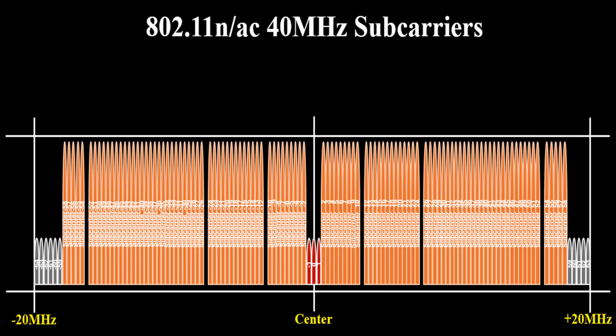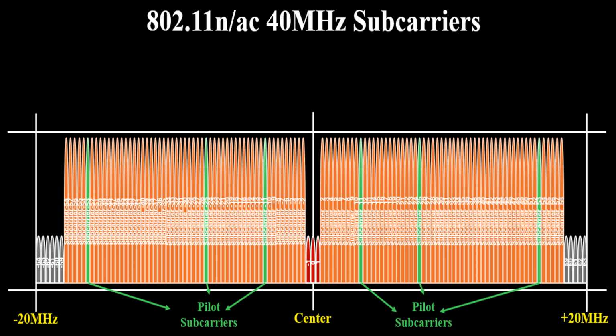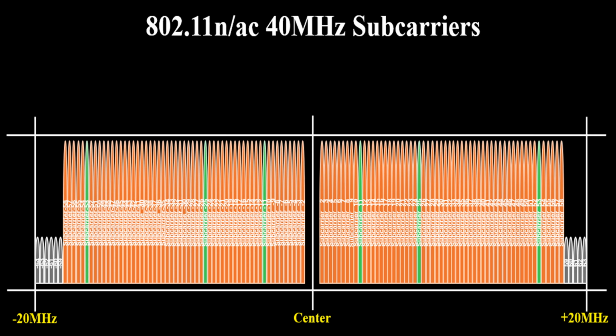Pilot subcarriers. Pilot subcarriers are used for channel estimation and synchronization between transmitter and receiver. Pilot subcarriers carry specific training sequences used in certain data demodulation. There are 6 pilot subcarriers in an 802.11n or 802.11ac 40 MHz channel with indices at -53, -25, -11, 11, 25 and 53.